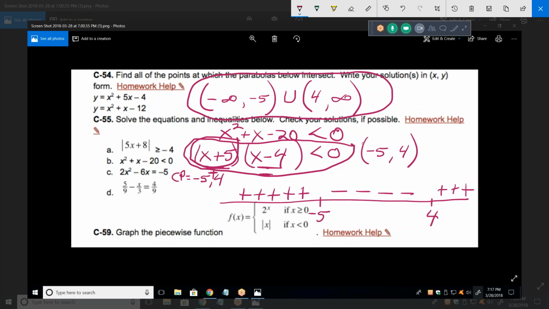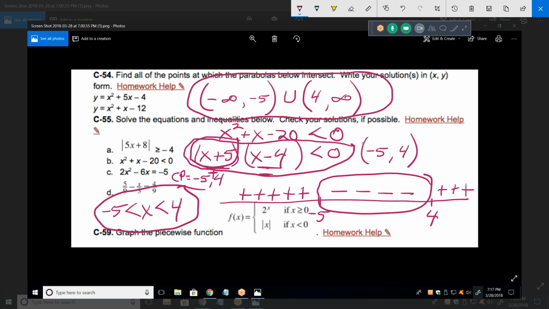Another way, if you have not had interval notation and this problem, you want x greater than minus 5, less than 4. So you think that's the kind of answer that they're expecting? Yeah. And that works fine for this problem because there is only one interval where it's less than 0. All right. Let's look at the next one.